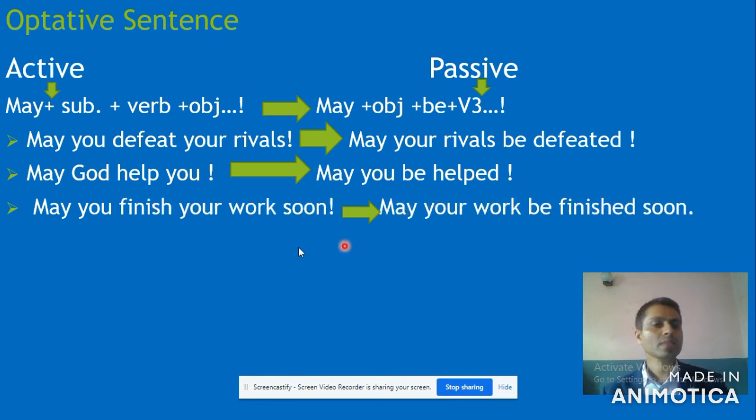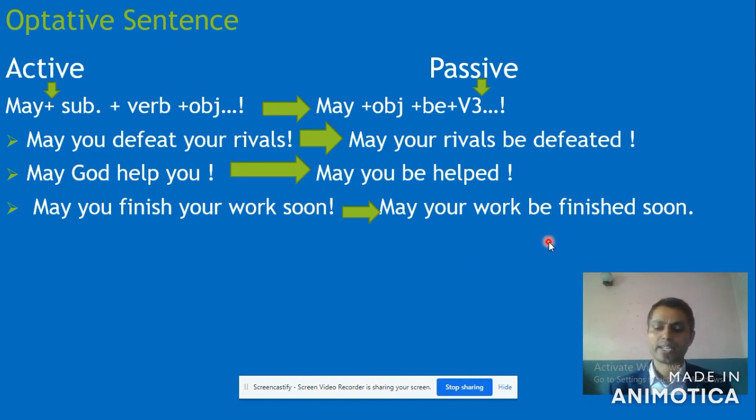Then in passive, "may", your work. What is the object? This is the object, and it becomes the subject. May your work. Then be, which we brought from this structure. May your work be. Then finish, the base form of the verb, becomes finished, verb 3. Finish soon is the same here. So, may your work be finished soon.